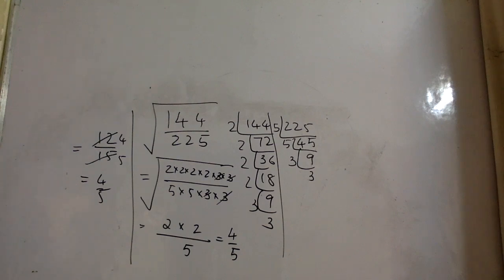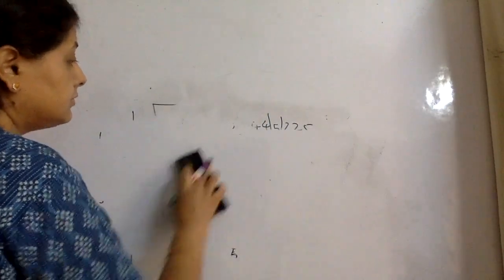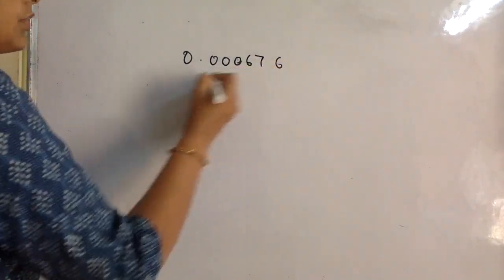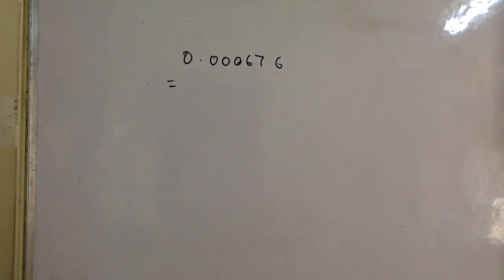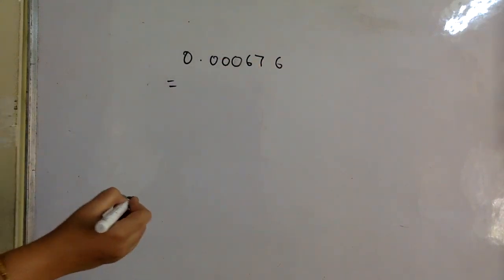Okay, so let's take up another number. These are the sums which you generally leave out. This is a very simple question. Here, we have to find the square root of 0.000676. Okay, 0.000676, this is a 0. Then how do we find this?